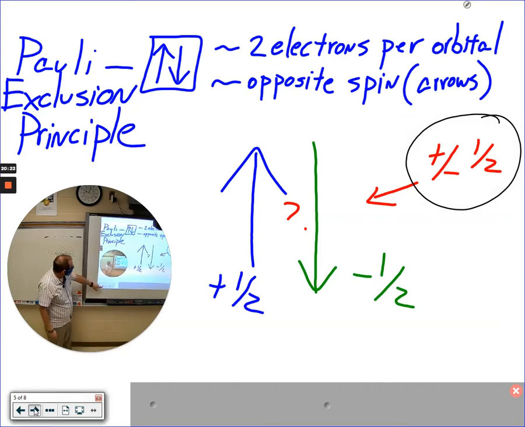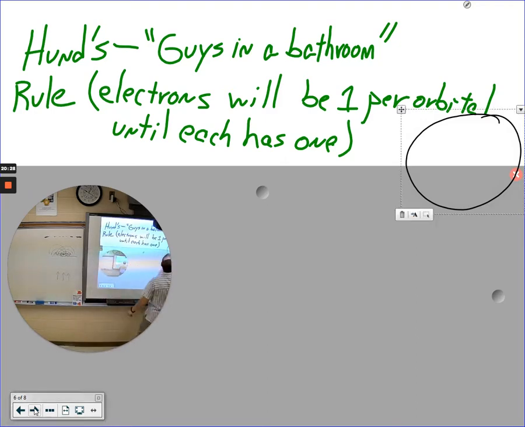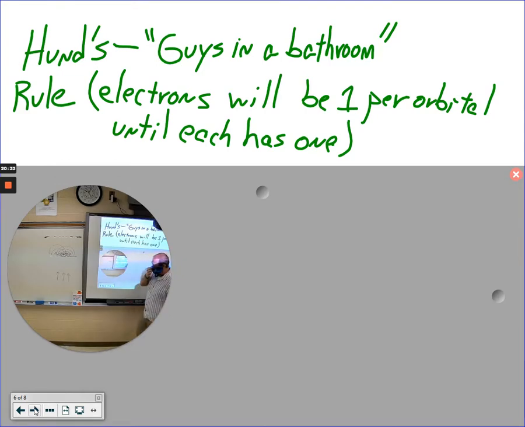Next one's one of my favorite rules. It's called Hund's rule. I refer to this as the guys in a bathroom rule. The funny thing about that is that pretty much every guy instantly knows what I'm talking about, and the girls are all like, what's he talking about? Ladies, I'm sorry. Gentlemen are going to have naturally a better understanding of this instinctively than you will, because I know when you go to the bathroom, it's like a social event. You take all your friends with you, you talk, you take selfies, you paint your nails. I don't know what all happens in there. I really don't want to know.